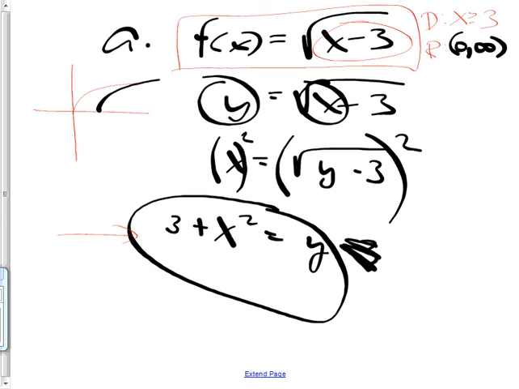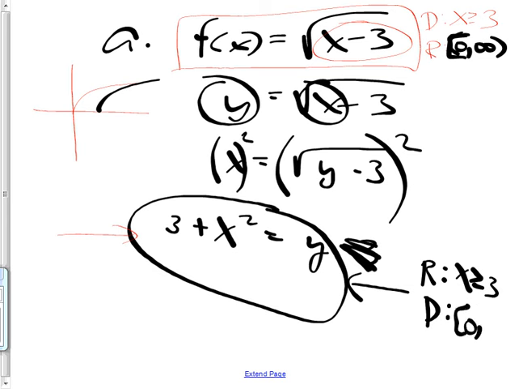Oh, wait, can it be 0? Yes, it can touch 0, so it should be a bracket right there. Now, I've got the domain and range of the original. Good part is, I can just flip-flop it to get the domain and range of this guy. This guy's the inverse, and so its domain and range are reversed. So the range becomes x is greater than or equal to 3, and the domain becomes 0 to infinity. Because again, our x's and y's are just flip-flopped. So whatever was our y stuff, like the range, becomes our x stuff, the domain.